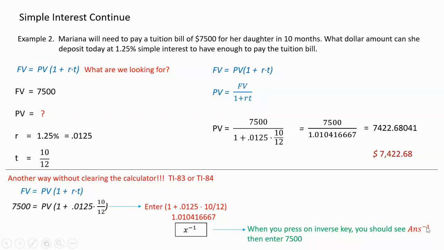Answer to the negative 1. And then you enter 7,500, and then you enter. This is what the answer should be. You see, this was one steady flow without leaving the calculator at all. We got the same answer, $7,422.68. And then to find the interest, all we do is subtract. Let me go back real quick.